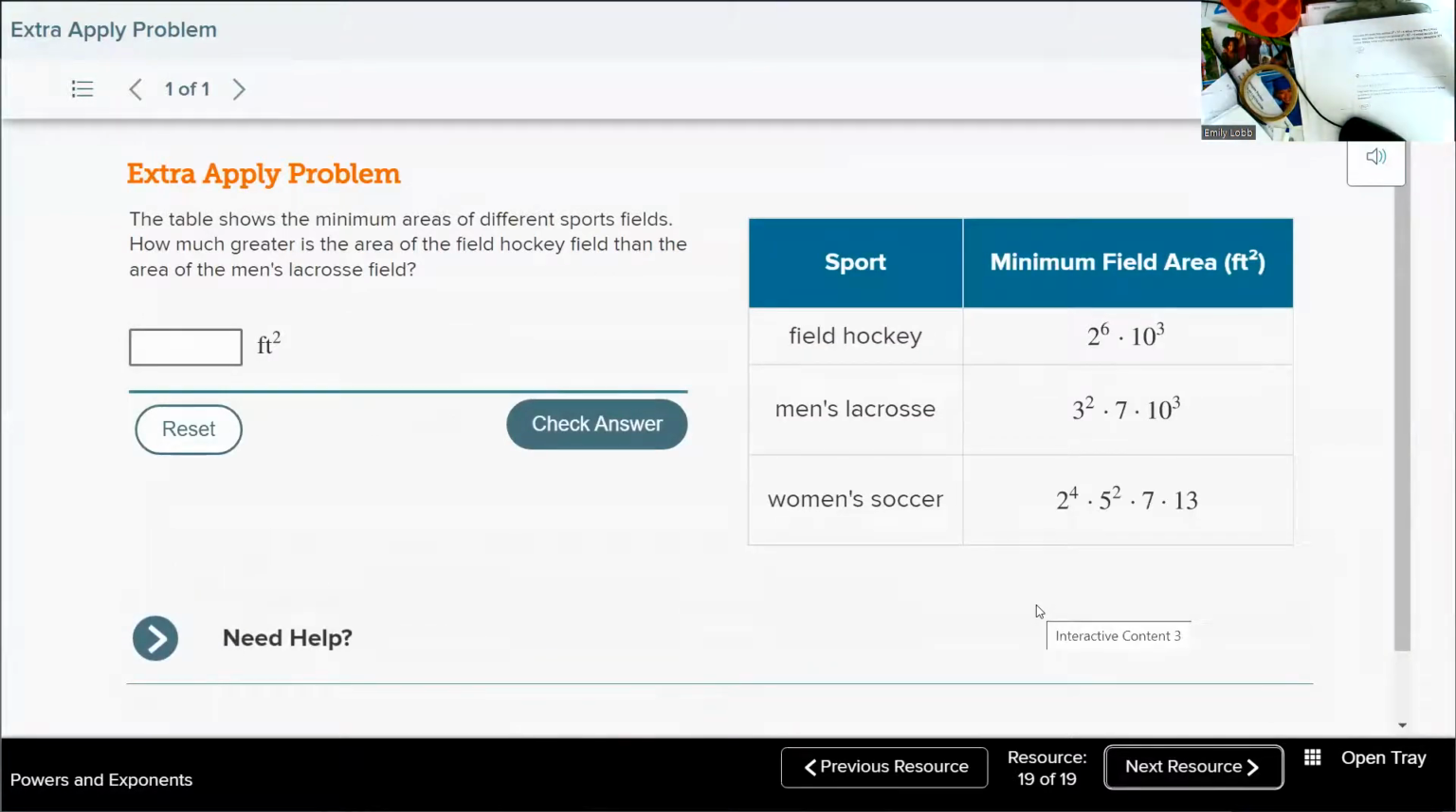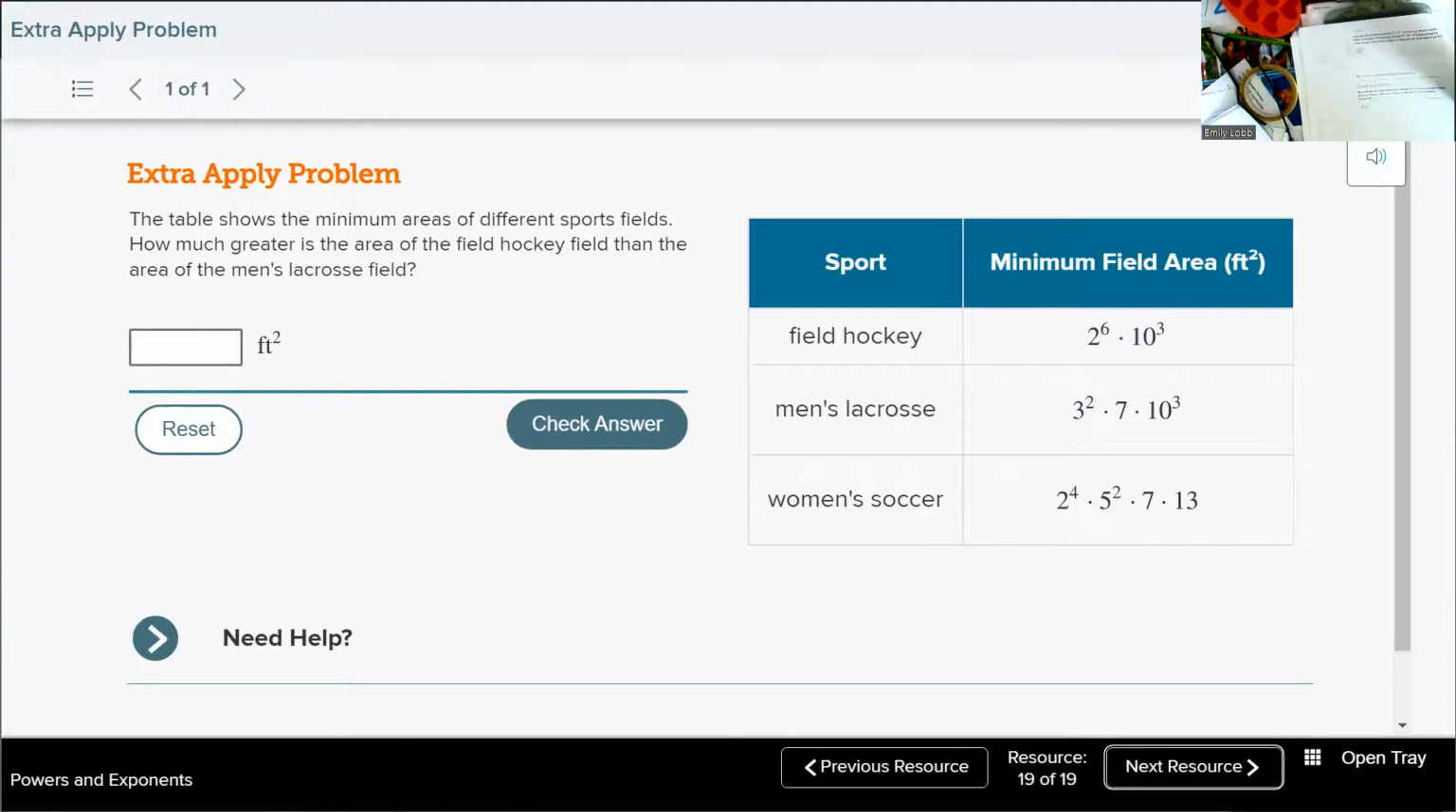All right. It's always super important with these extra apply problems. There's lots of space still on page 10. It's extra, which means it's not in your packet, but it does tell you right below the check, go online. You can complete an extra example online, right? So the table shows the minimum areas of different sports fields. How much greater is the area of the field hockey field than the area of the men's lacrosse field?